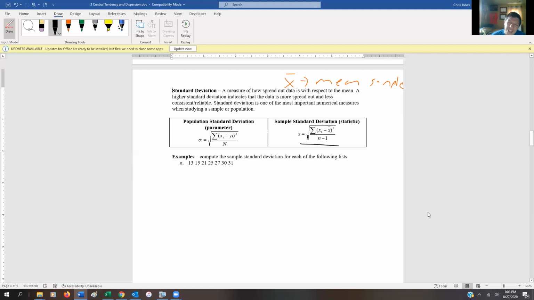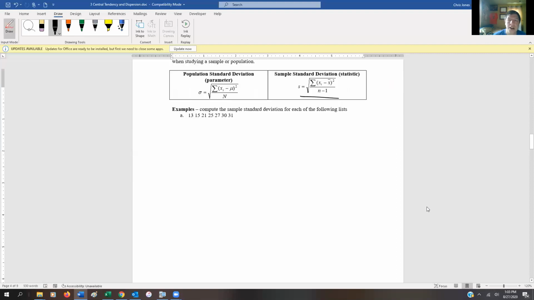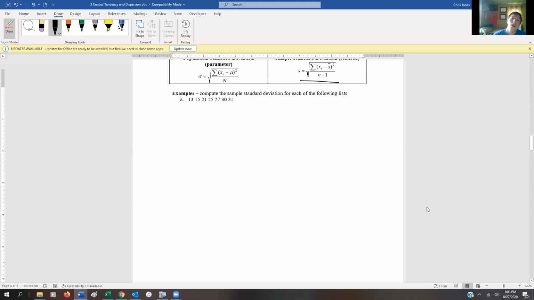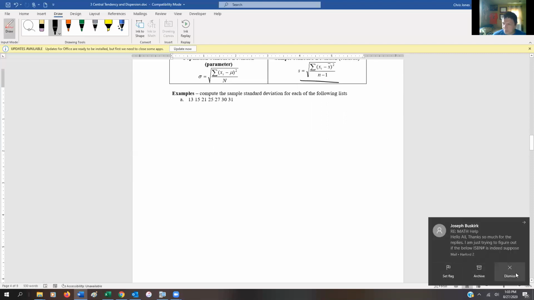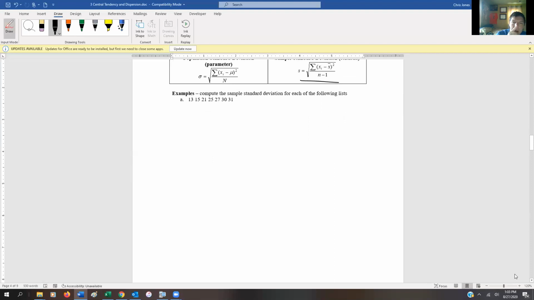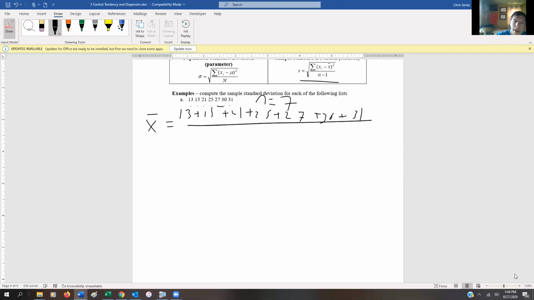All right, in general, it's a little bit tougher to compute sample standard deviation than other measures thus far. We just have a random list of numbers, and let's go through and try to find the standard deviation of that random list of numbers. The first thing we need to do is find the sample size n. In this case, n is going to be 7. 1, 2, 3, 4, 5, 6, 7. Nice and easy. The next thing we need to do is find x bar. And remember, x bar is just going to be the average. So we're going to take 13 plus 15 plus 21 plus 25 plus 27 plus 30 plus 31, and then we're going to divide that by 7.